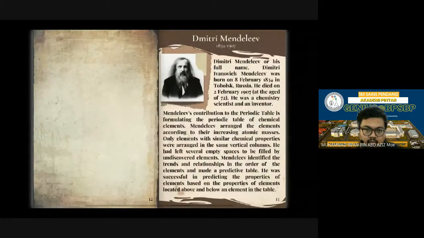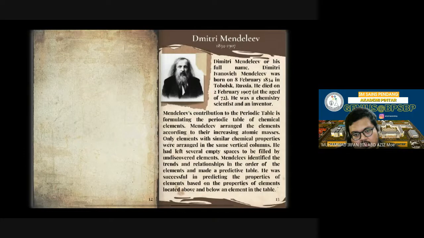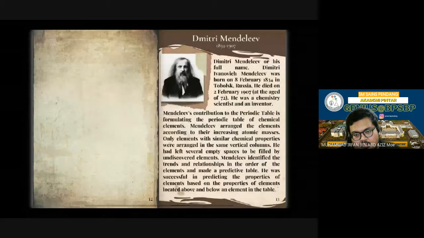He was a chemistry scientist and an inventor. Mendeleev's contribution to the periodic table is formulating the periodic table of chemical elements. Mendeleev arranged the elements according to their increasing atomic masses. Only elements with similar chemical properties were arranged in the same vertical columns. He left several empty spaces to be filled by undiscovered elements. Mendeleev identified the trends and relationships in the order of the elements and made a predictive table. He was successful in predicting the properties of elements based on the properties of elements located above and below an element in the table.